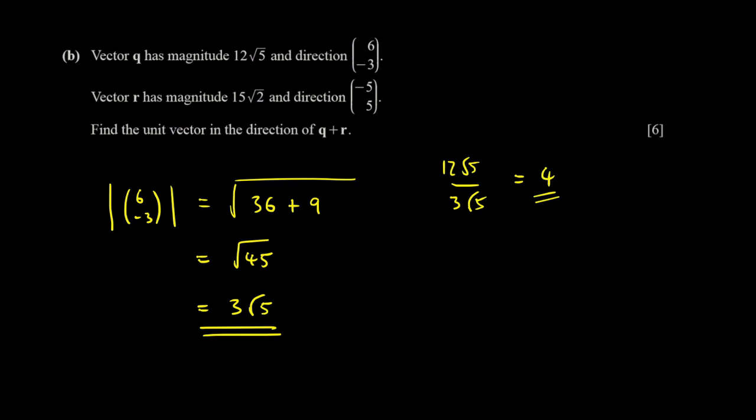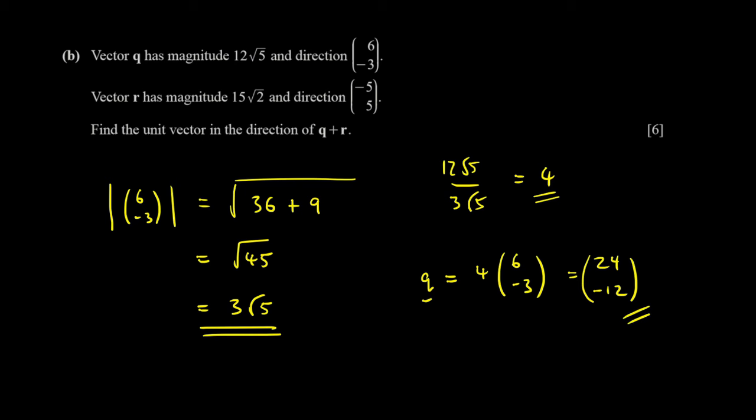So in other words, if I was to take this vector and multiply it up by 4, I'm going to get the vector Q. Okay, so in other words, Q is equal to 4 times this (6, -3). And so that's going to be equal to (24, -12). Okay, it's that vector there.